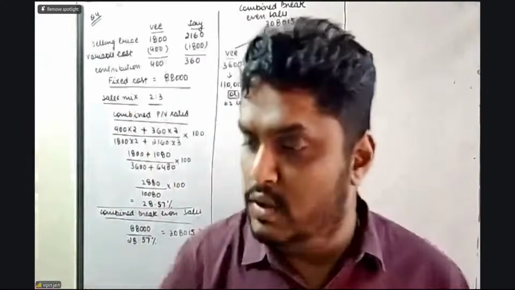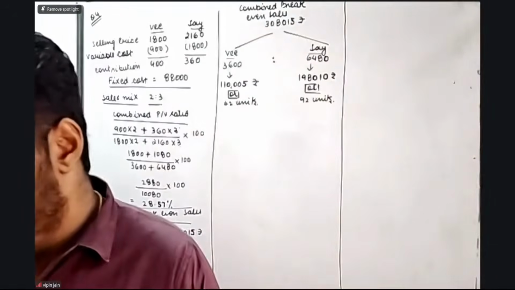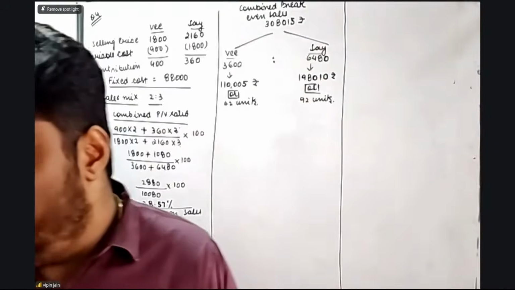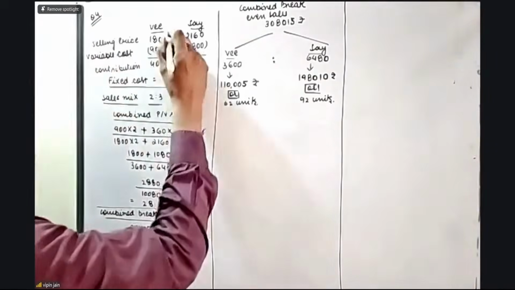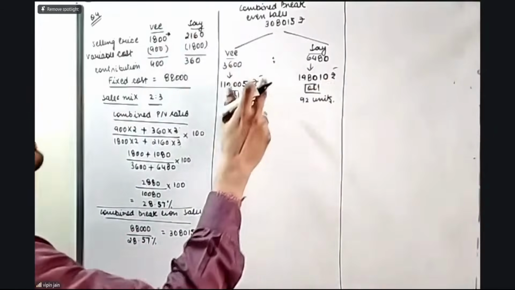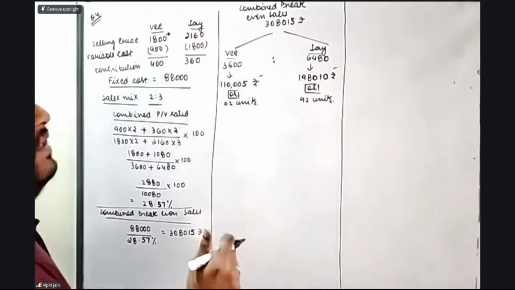Anyone with any doubts or queries? We have to divide it by price. This is the selling price. This is the sales we have. So if we divide sales by selling price, we will get the units.